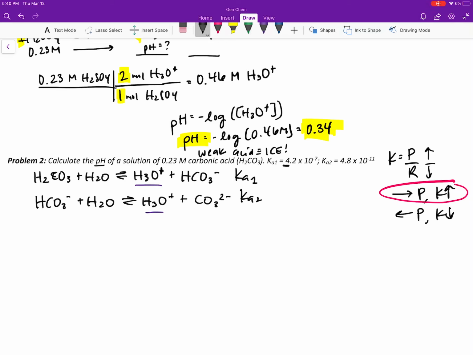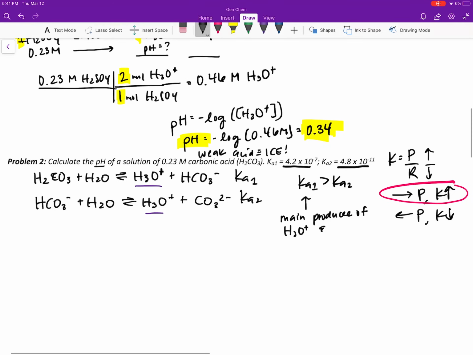So when I'm comparing Ka1 and Ka2, I can hopefully see here that Ka1 is greater than Ka2. Therefore, the only contributor to pH that I'm going to worry about is the first step. This is the main producer of H3O+, and it is the predominant reaction.